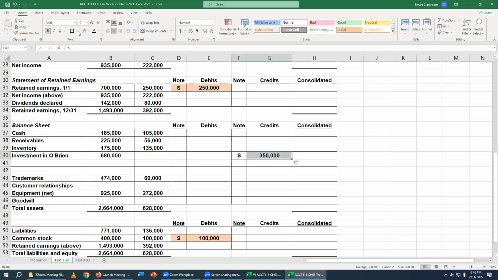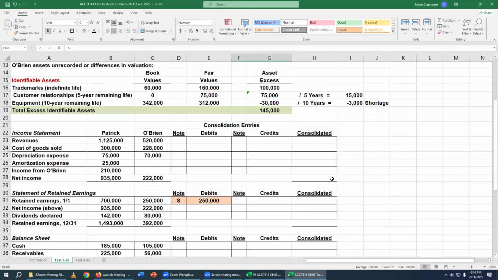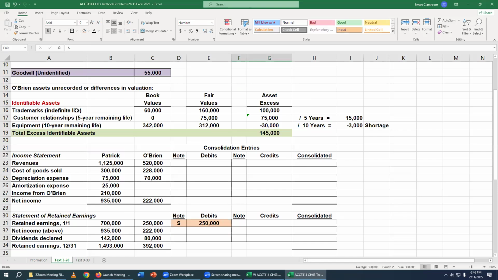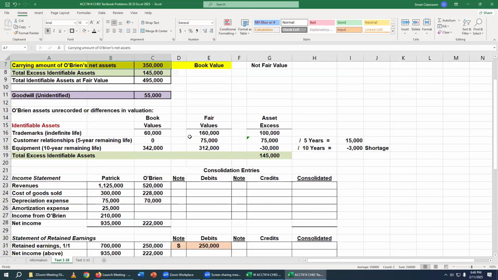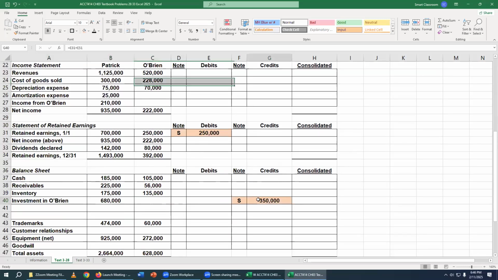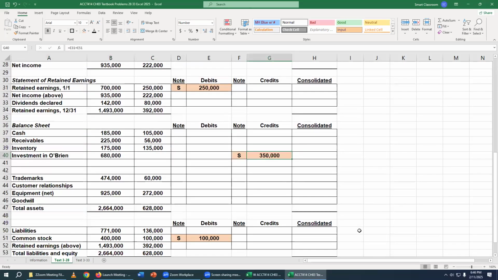The 350 is actually this. Oops, not that. This. If you think about it at book value, what are the assets minus the liability? Well, it's the equity section. So this is the equity section. The net assets at book value is the same thing as the equity section.